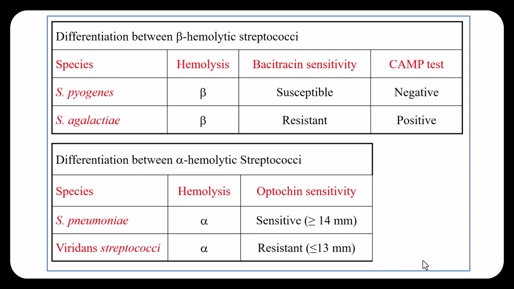In the second table, we can see the difference between the two alpha-hemolytic streptococci, Streptococcus pneumoniae and viridans streptococci. Both of them produce alpha hemolysis, but Streptococcus pneumoniae is sensitive to the optochin antibiotic disc and produces a zone of inhibition equal to or larger than 14 millimeters, while the viridans is resistant to the optochin antibiotic disc.